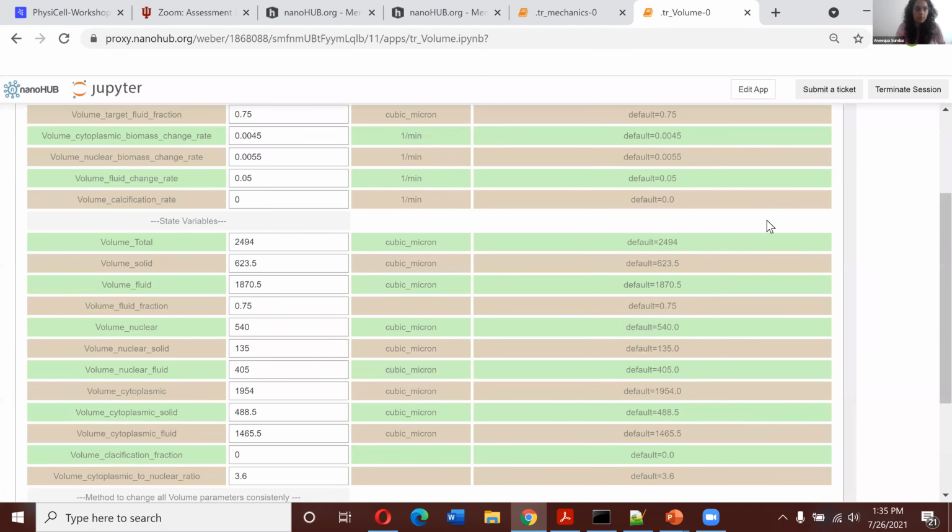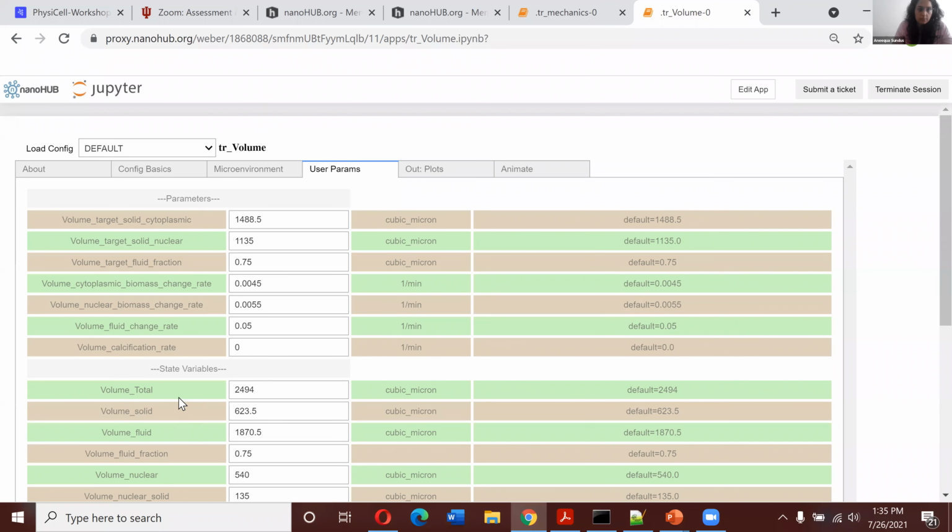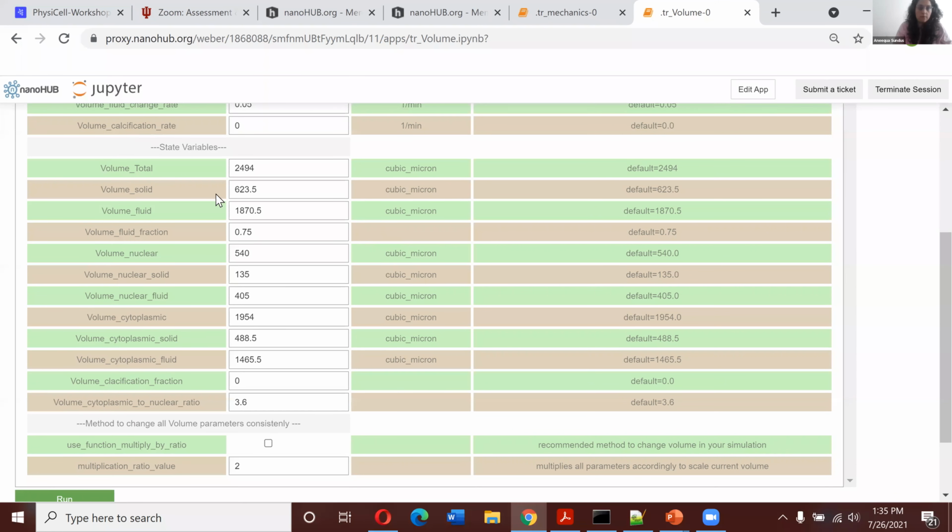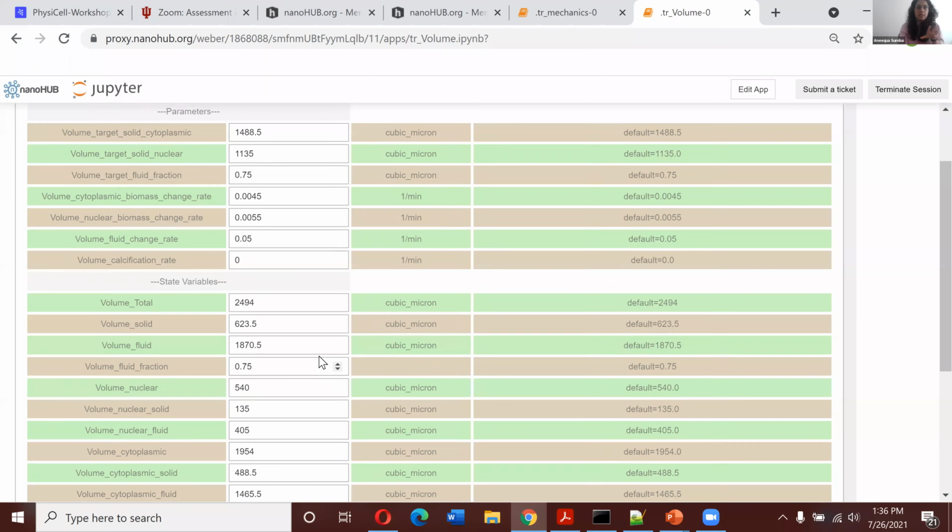If you see, there are a lot of parameters and it can be overwhelming to look at them. The important thing to remember is we have made dividers. The parameters are the ones that will take your volume to your target volume. So you want a target solid cytoplasm in cubic microns. This is what you want. Solid nuclear, 75% fluid fraction. This is what will give you that solid fraction. If you change any of these, these are the state variables. They represent the state of that cell at a certain point. If you change them, it will change momentarily, and then the cell will go back to the target volume, whatever that volume is.